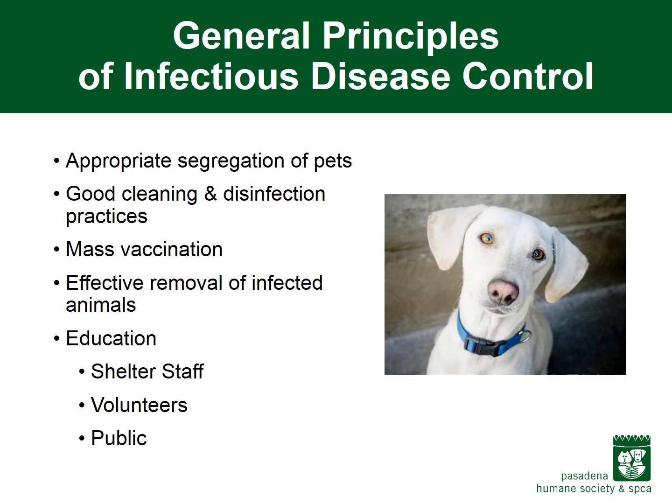General principles of infectious disease control. So we want to have appropriate segregation and separation of pets. We need good cleaning and disinfection practices. Mass vaccination, effective removal of infected animals, and education for our shelter staff, the volunteers, and the public.